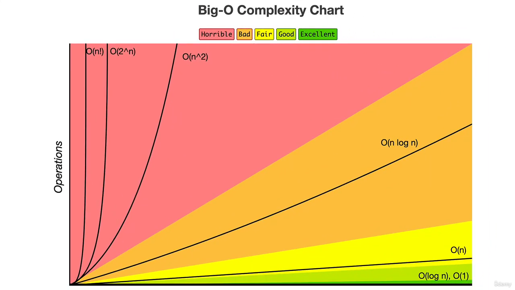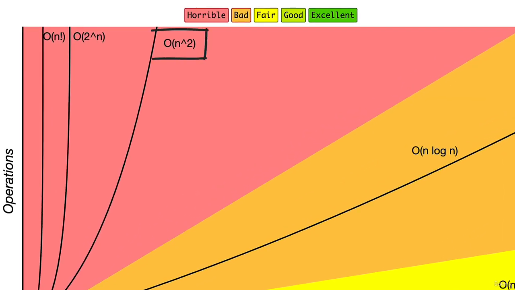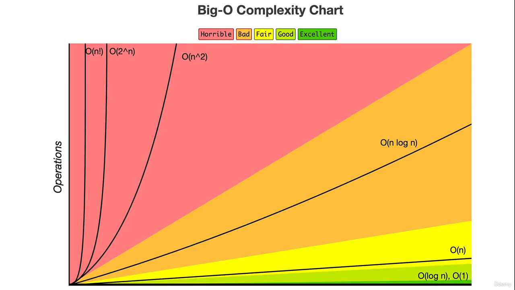So now I want to flip over to a website. This is called bigocheatsheet.com. At the very top of the page, you have this chart. These two over here we're not going to see in this course. In fact, O of n factorial, the one all the way to the left there, is something that you would have to intentionally write bad code to achieve. The worst one that we're going to see in this course is going to be O of n squared, which is in the horrible category. And we'll make our way across here.